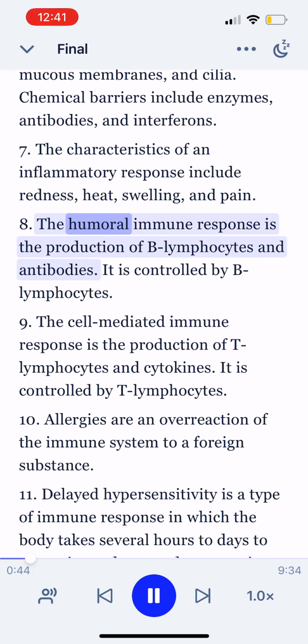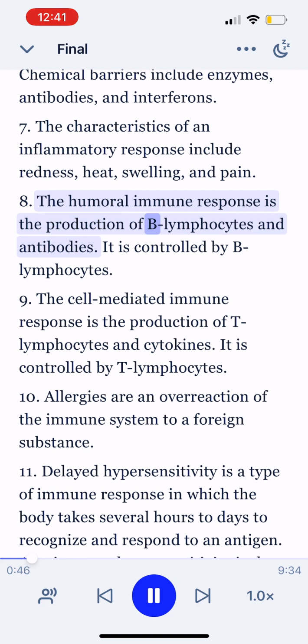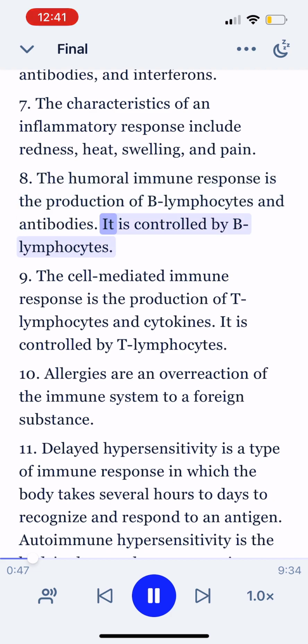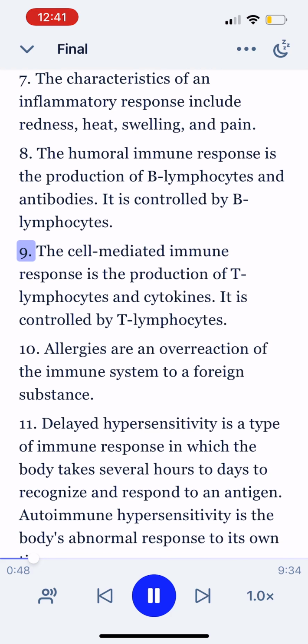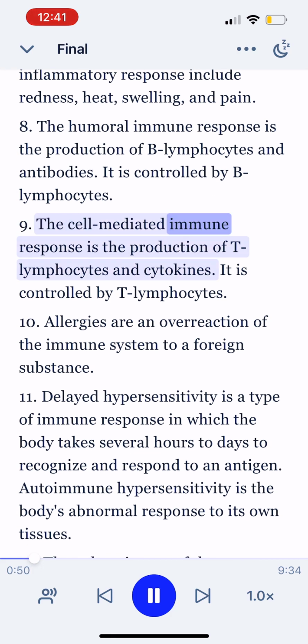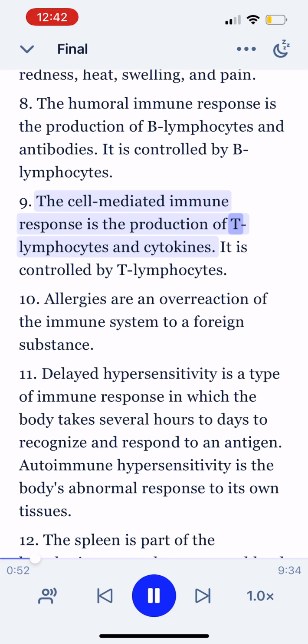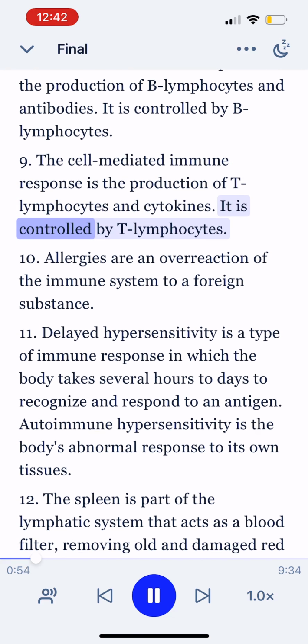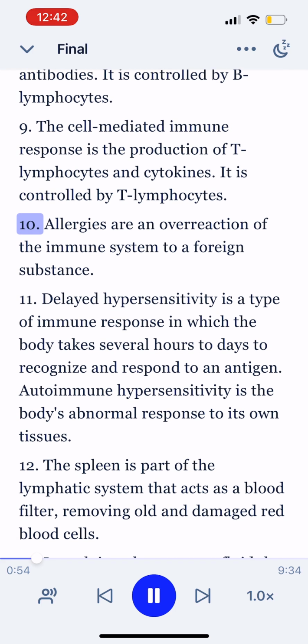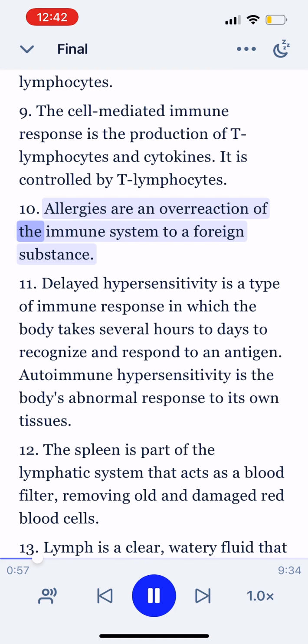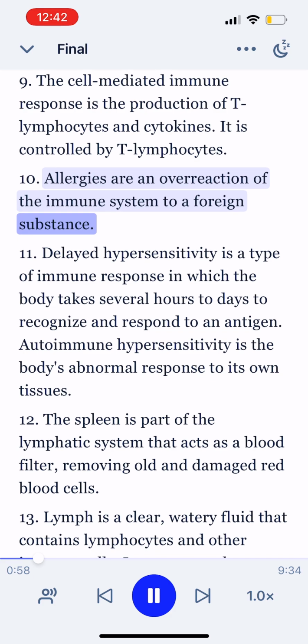8. The humoral immune response is the production of B lymphocytes and antibodies. It is controlled by B lymphocytes. 9. The cell-mediated immune response is the production of T lymphocytes and cytokines. It is controlled by T lymphocytes. 10. Allergies are an overreaction of the immune system to a foreign substance.